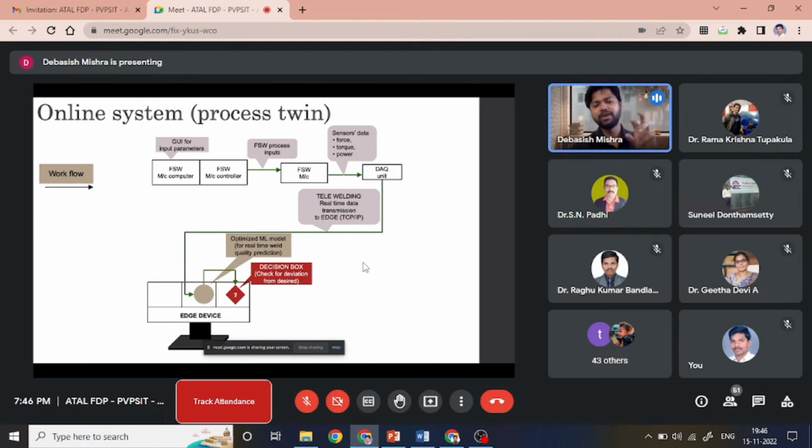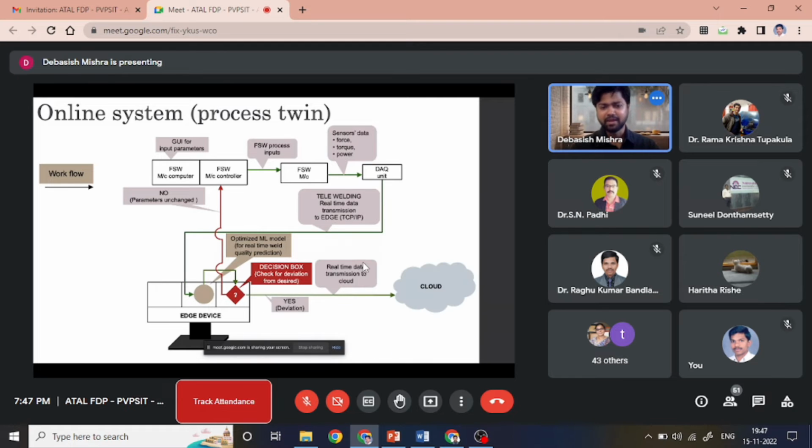And this was our time-critical decision: getting the quality of the weld in real time from the sensor data. Once we had the predicted weld quality, we had a decision box that always checked whether there is a deviation from the desired weld quality. This comes from the operator, depending on how he is operating the machine and the end application of the product being manufactured, and accordingly he feeds in the desired quality that he wants to achieve. If there is no deviation from the desired weld quality, then the online system doesn't make any changes to the scheme.